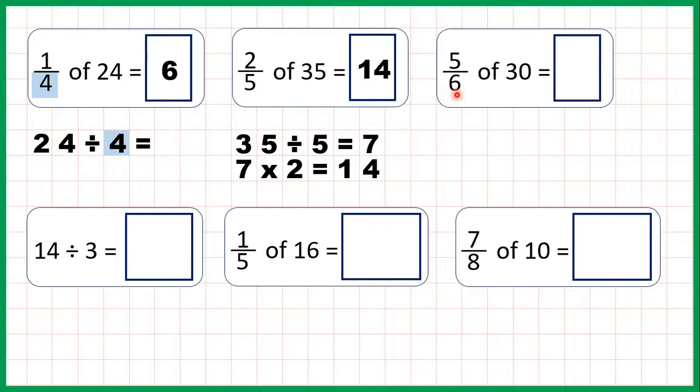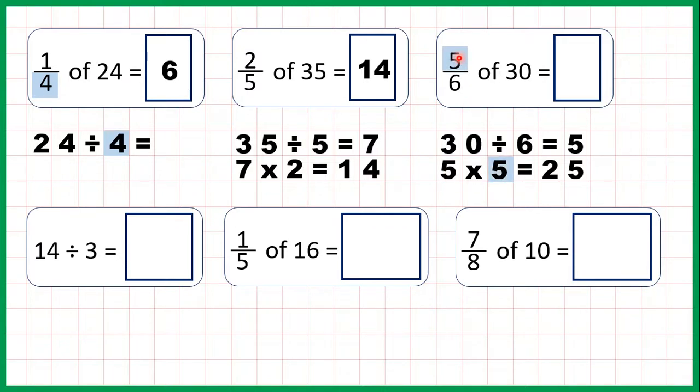Now find 5/6 of 30. So we can work out 30 divided by 6, so divide denominator, that gives us 5, and then we can take that 5 and times top, so multiply by the numerator, and that gives us our answer 25.